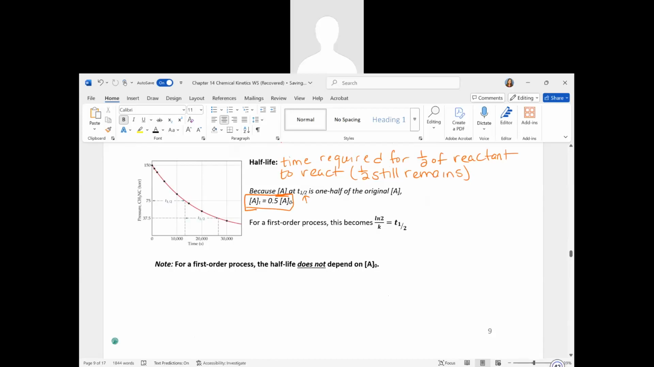So we can use this relationship to help us out. If we were to derive this half-life equation, it would look like this, where we would have the natural log of 2 over whatever the rate constant k is, and we could define this as the half-life. This equation will come in handy, and notice that for a first order process, this half-life equation does not depend on the initial concentration.